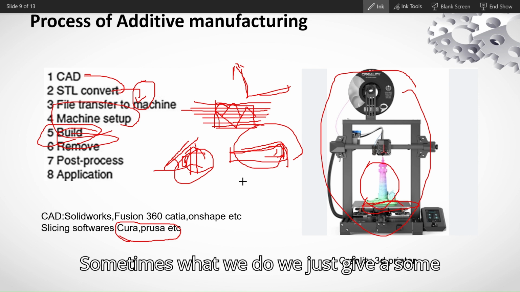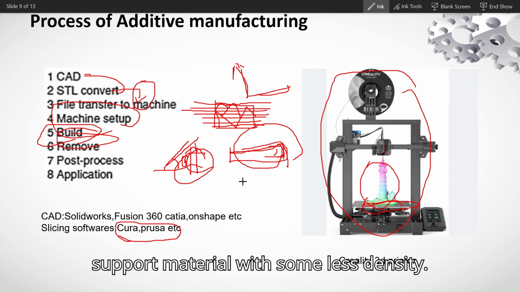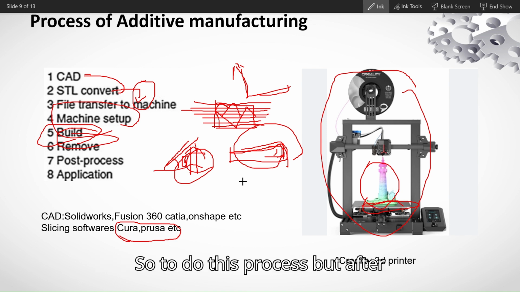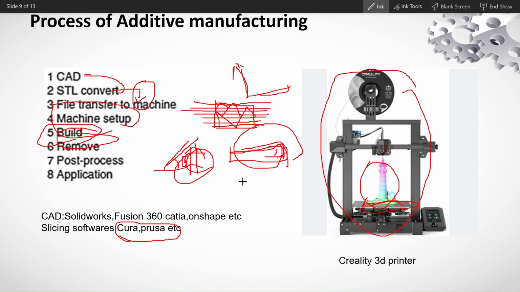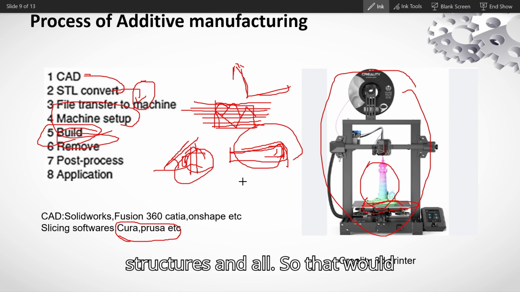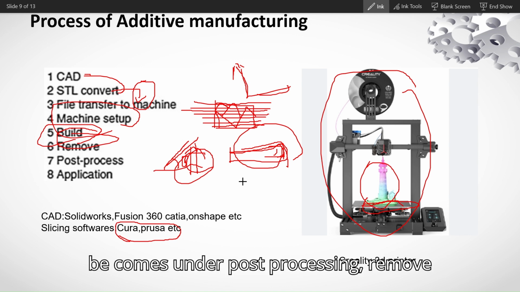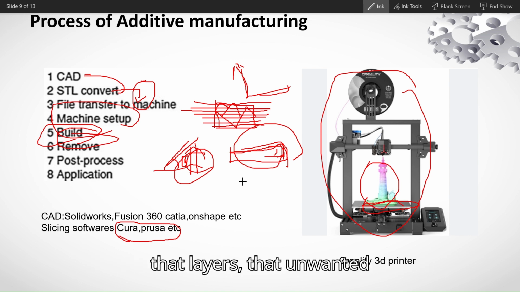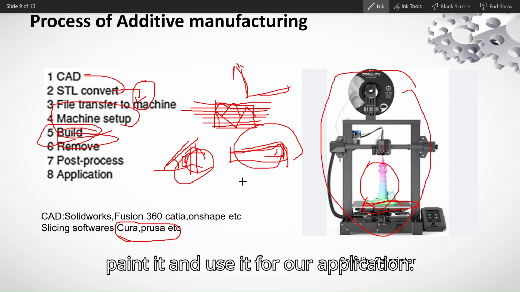Sometimes what we do is give some support material with less density to do this process. But after printing, we should remove these support structures. So that becomes part of post-processing. Remove those layers, that unwanted stiffener, and we just paint it and use it for our application.